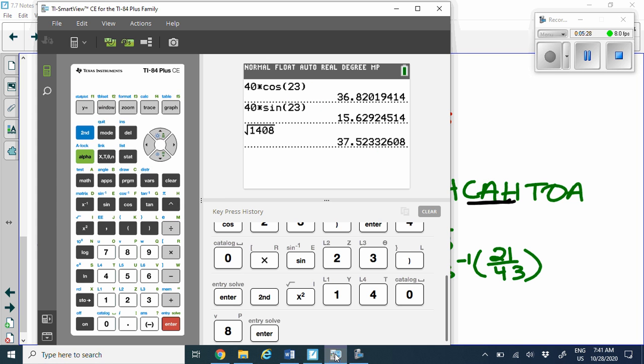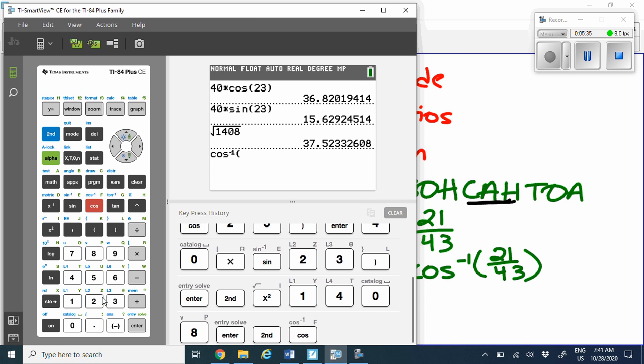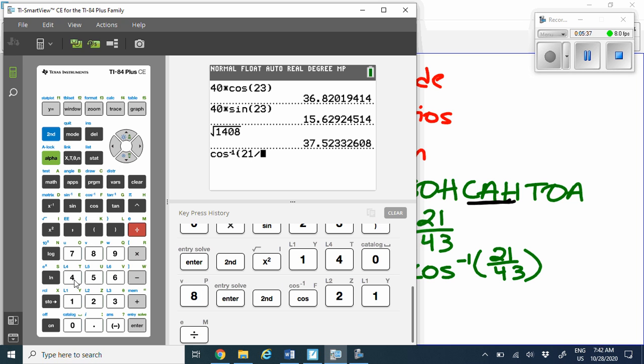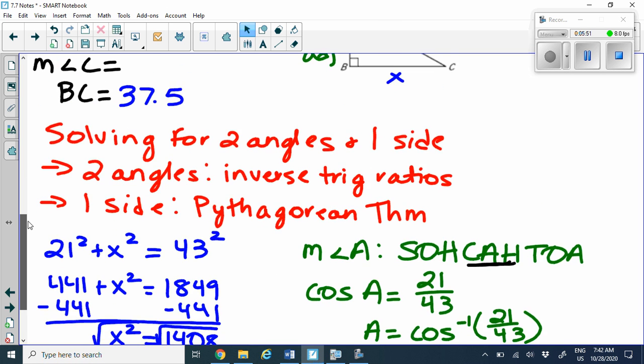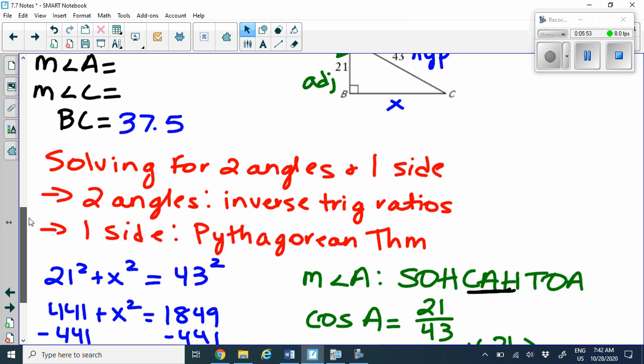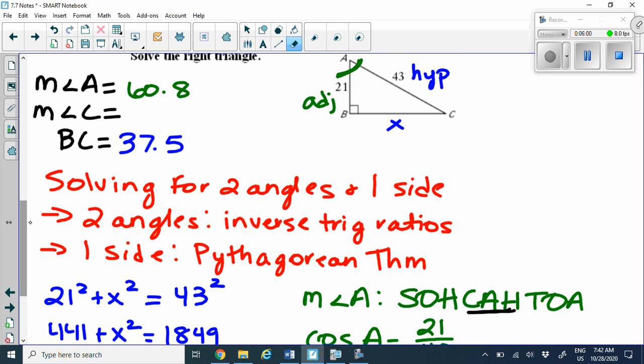Now remember, to do that, we press the second button, and then we're going to press cosine. That gives us the inverse. I'm going to do 21 divided by 43. Close your parentheses. And we get 60 point. Remember, we're rounding to the tenths. Notice there is a 7 after the... 6 after the 7, so we need to round up to 8. So we have 60.8. And that is going to be degrees since that is an angle measurement.